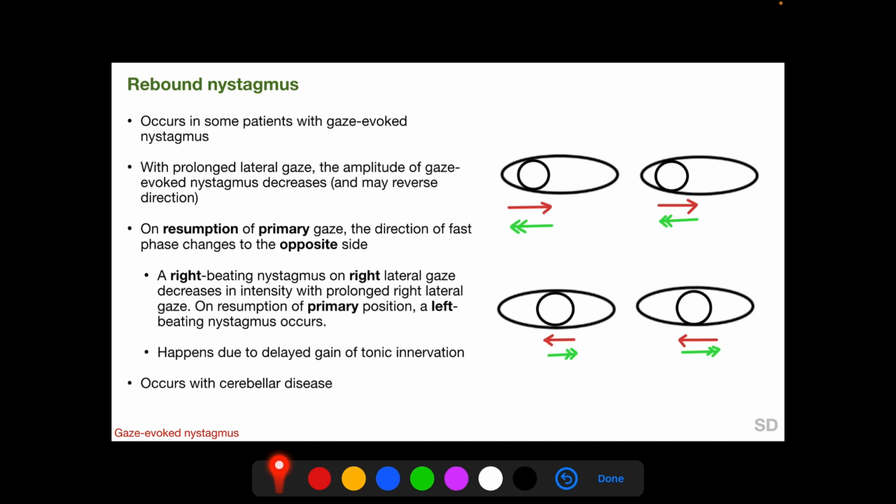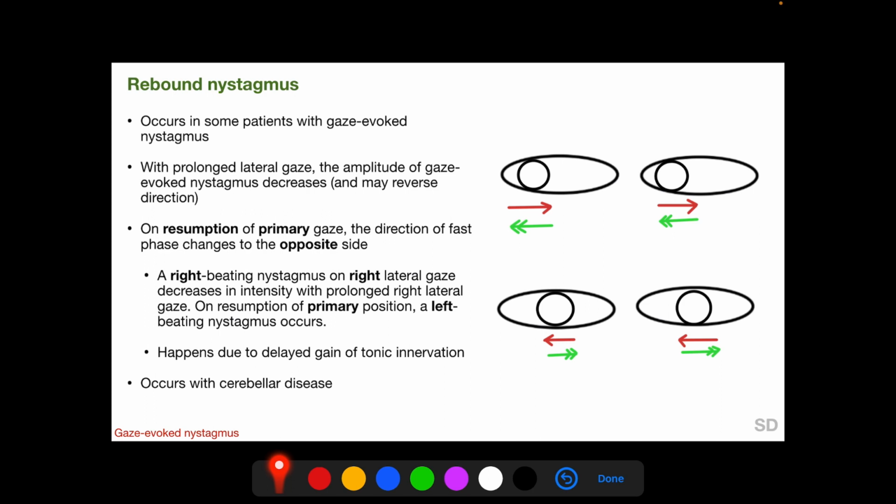Rebound nystagmus occurs in some patients with gaze-evoked nystagmus, and in these patients with prolonged lateral gaze, the amplitude of the gaze-evoked nystagmus in the direction of the gaze starts to decrease, and on resumption of the primary gaze after the lateral gaze, the direction of the fast phase changes to the opposite side. So a right beating gaze-evoked nystagmus with a right lateral gaze decreases in intensity with prolonged right lateral gaze, and following this prolonged right lateral gaze, when the patient takes up primary position of the eyes again, the direction of the nystagmus changes to the other side.